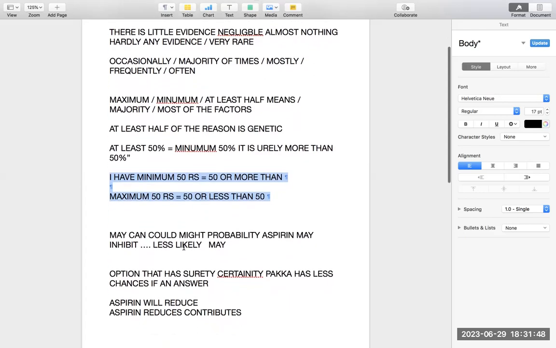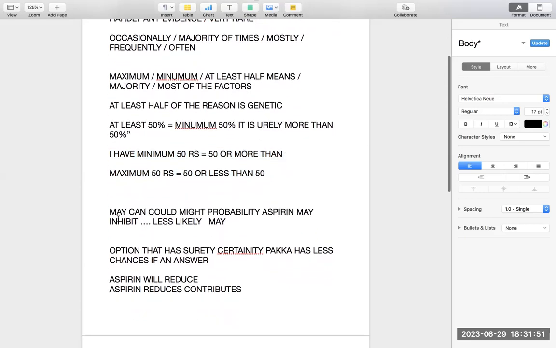Now, the main point of OET reading. Today we were doing a question where 3 options were given, like aspirin reduces, aspirin contributes, aspirin will reduce. That means all these options are certainty. Certainty means surety. Aspirin will reduce means it will, surely will. Aspirin reduces or contributes means it does.